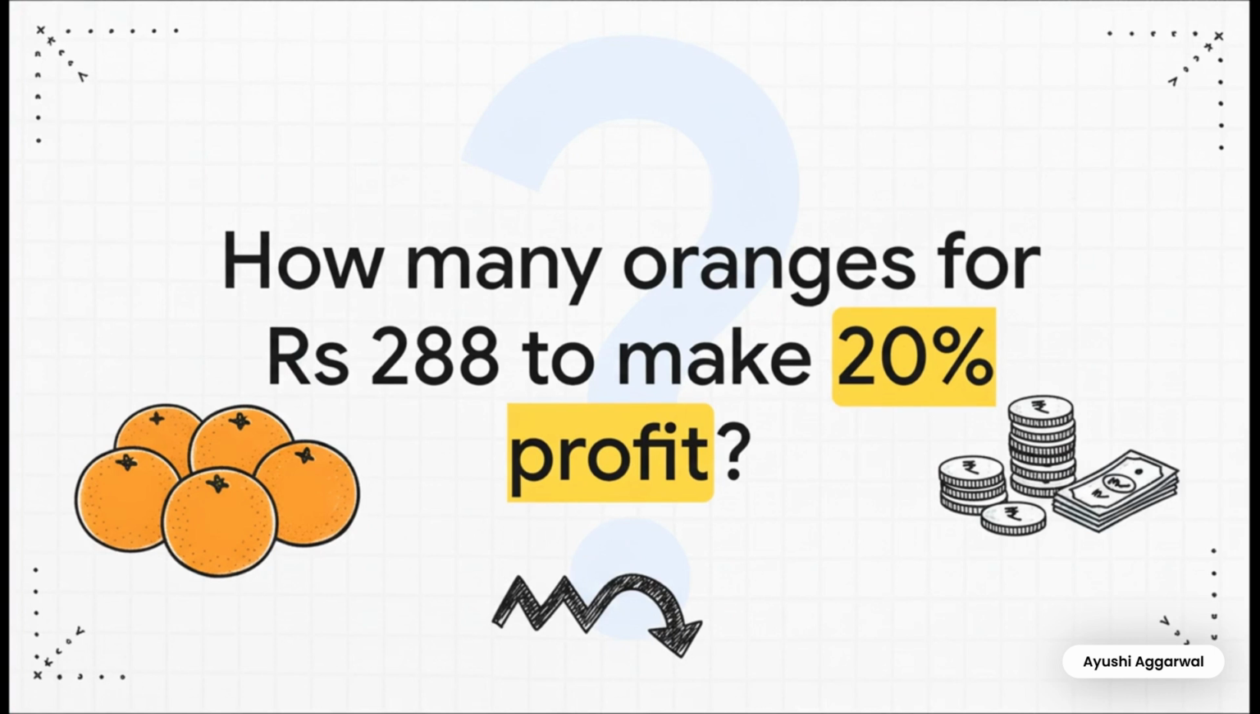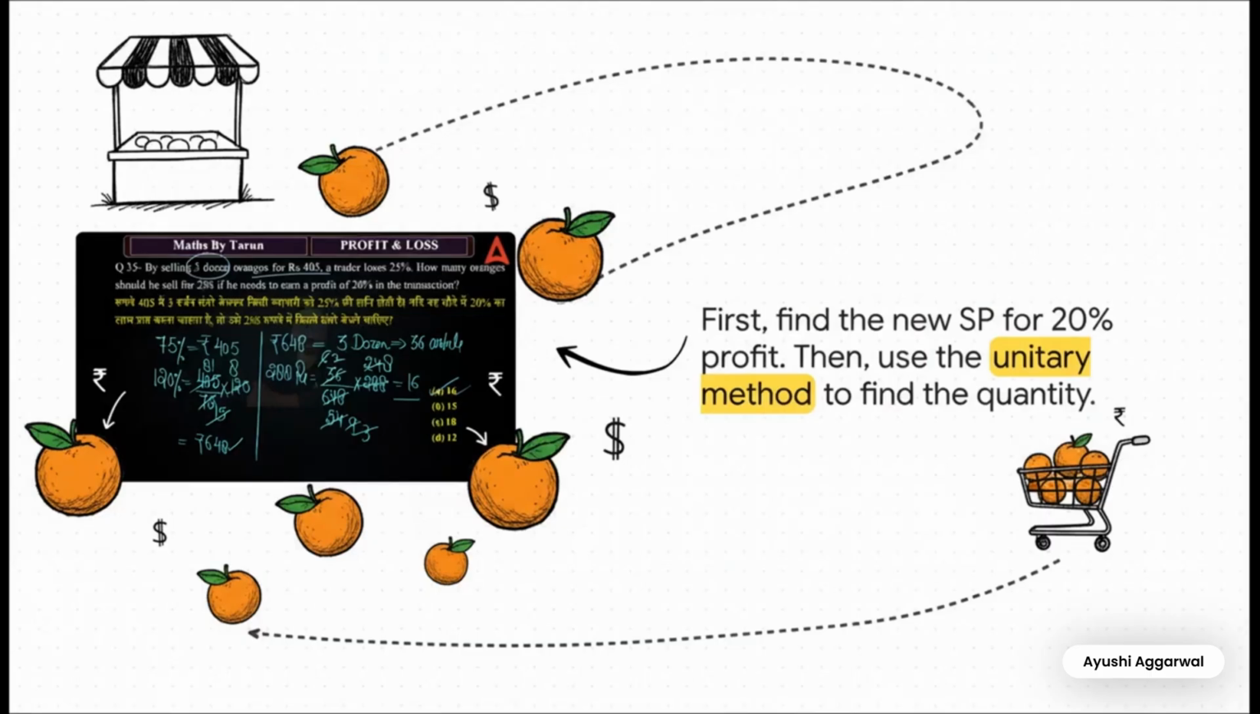Okay, let's unpack this question. We've got a trader who sold 3 dozen, that's 36 oranges, for 405 rupees and lost 25% on the deal. Ouch. Now, his new goal is to make a 20% profit. And the question is, to hit that new goal, how many oranges does he need to sell for 288 rupees? You can see it has a few moving parts, so we're just going to take it one logical step at a time. Okay, step 1.